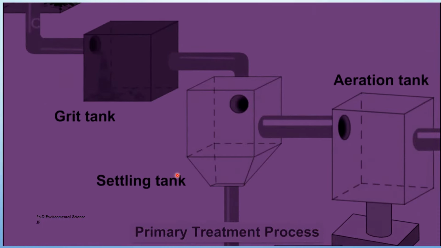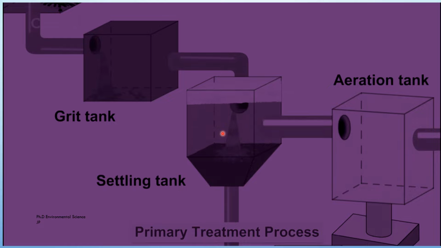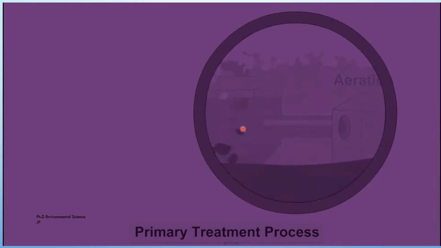Then the wastewater will be passed to the primary settling tank or sedimentation basin. In the primary settling tank, the velocity of the flow will be reduced sufficiently to allow most of the suspended solids to settle out by gravity. So you can see the velocity of the flow will be reduced.